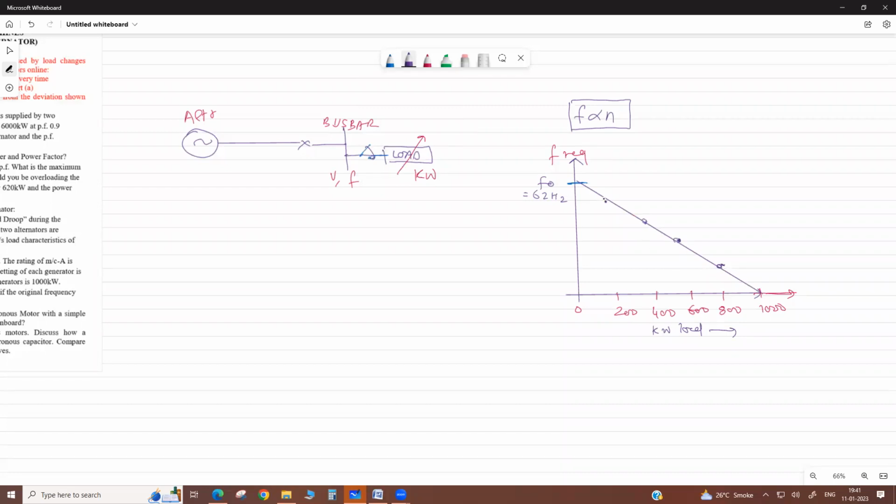So this curve is called the frequency versus load curve, or speed versus load curve. That is known as the speed droop. Why? Because frequency and speed go together, so it is called the speed droop curve. This is the frequency versus load curve.